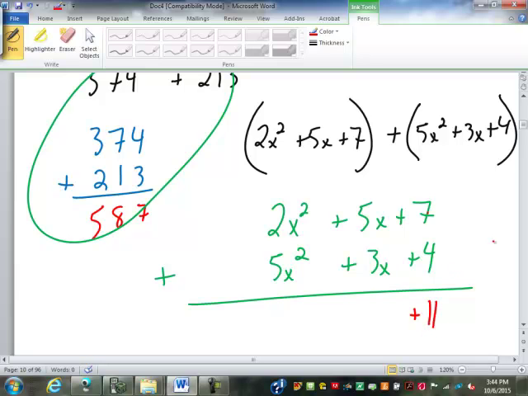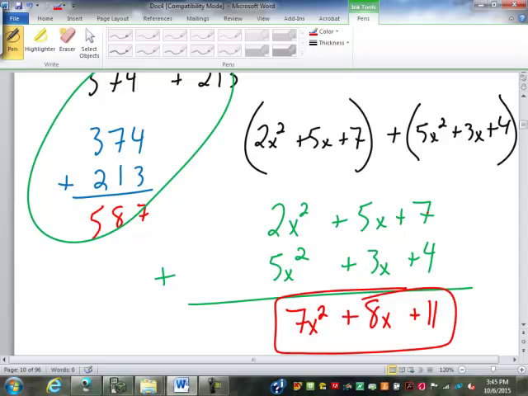There's no carrying it into the next column or the next place value. 5x plus 3x is 8x, and it's positive, so we're going to put a plus in front of it. And 2x squared plus 5x squared, 7x squared. Just like dealing with whole numbers.